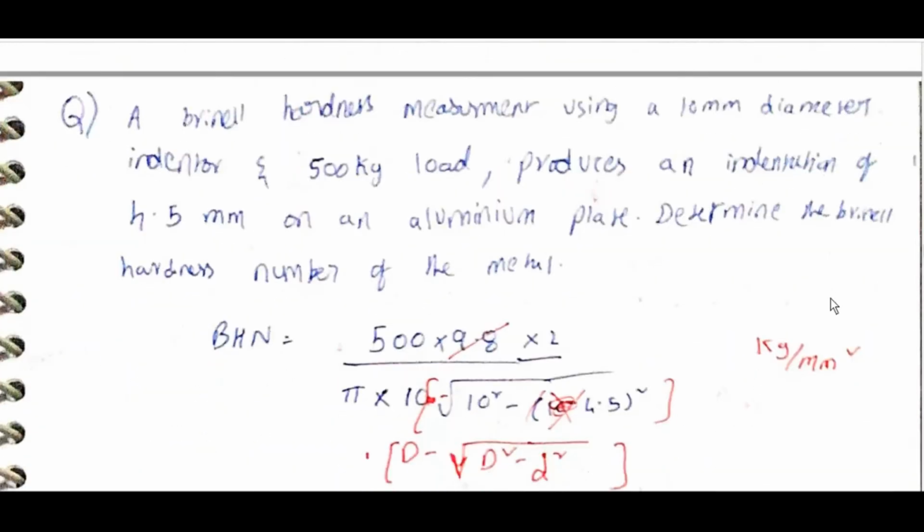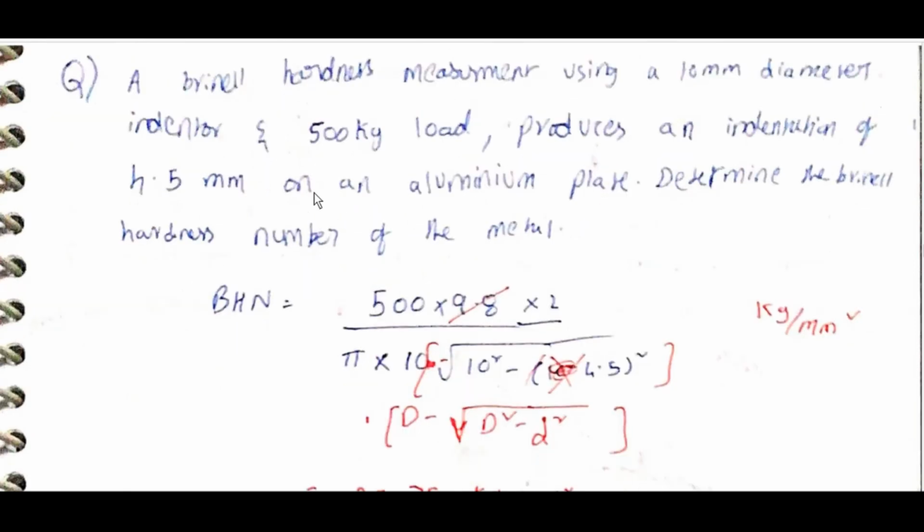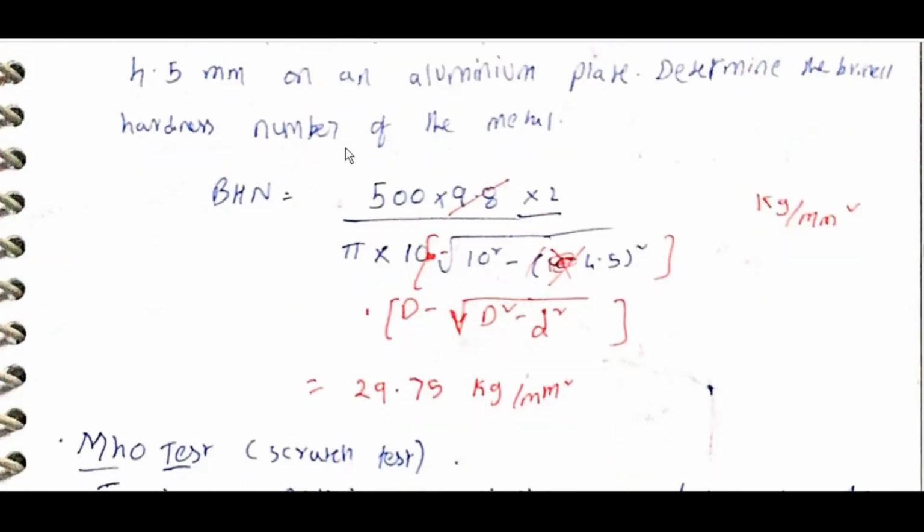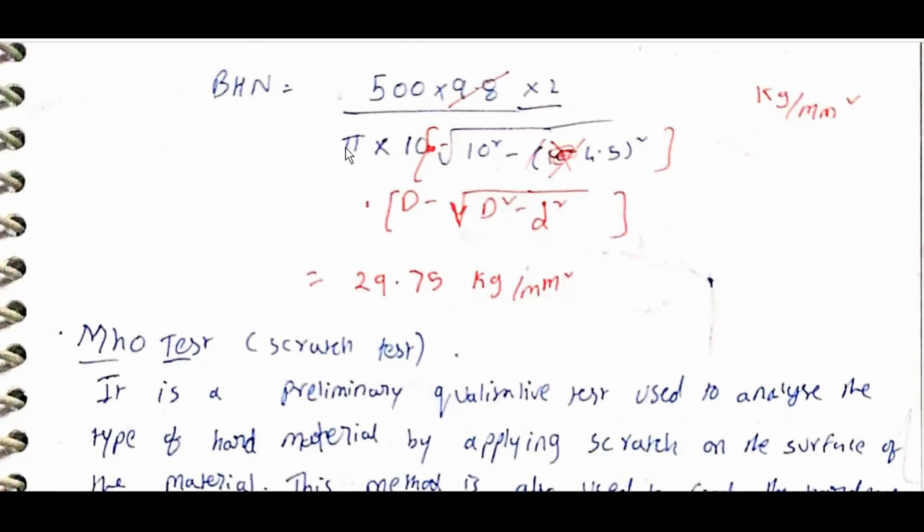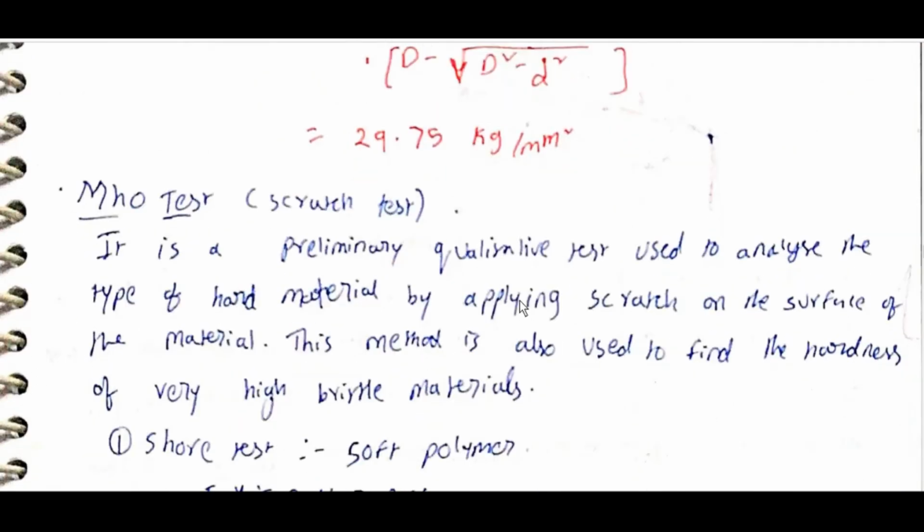In a Brinell hardness problem with a 10 mm ball, small d, capital D, and the load W are all given. The weight load is 500 into 9.8. From that we can get the hardness in kg per mm, and we can also represent it in kg per mm square.